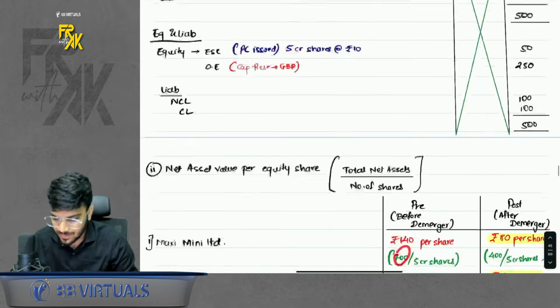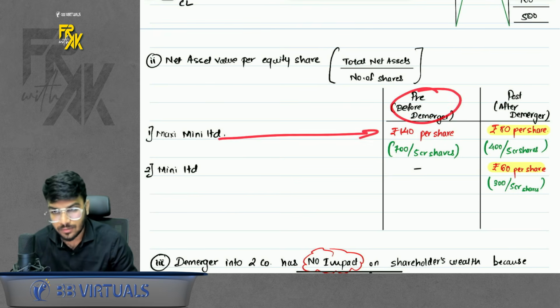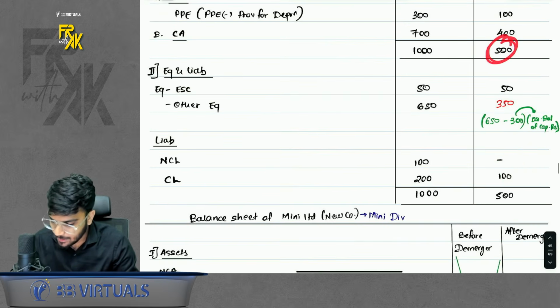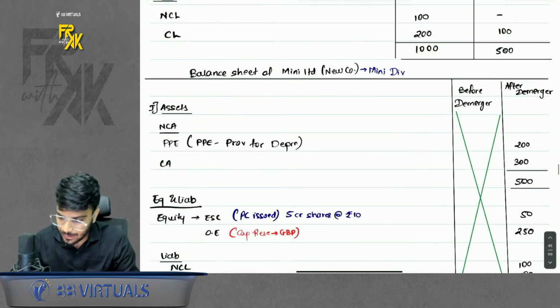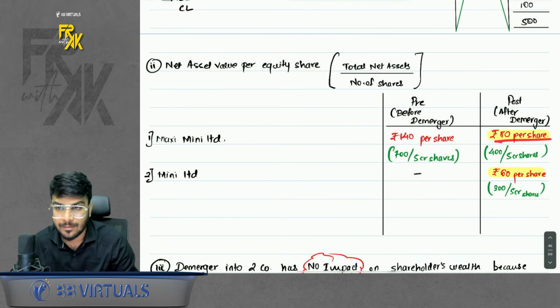So number of shares will be 5 crores. So 700 divided by 5 crores, you will get rupees 140. This is your pre-demerger Maxi Mini value. What about post-demerger? Just look at the balance sheet, find the net asset. 500 minus 100, you will get 400. Divide by again the number of shares, same. So 400 divided by 5, you will get 80 rupees per share.